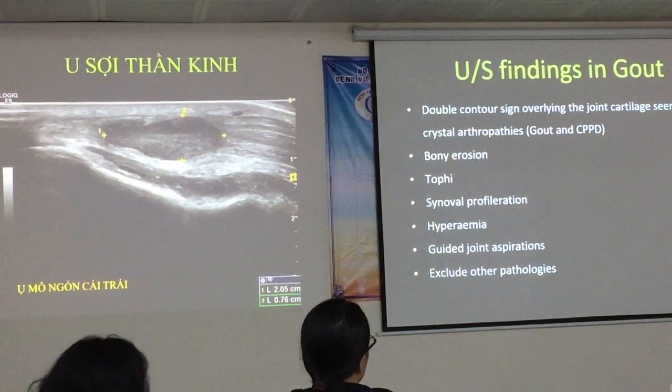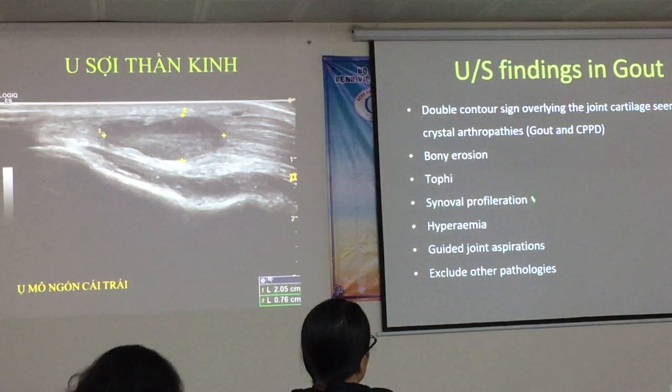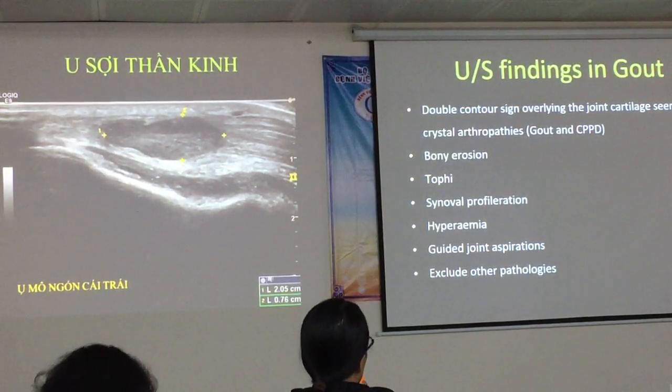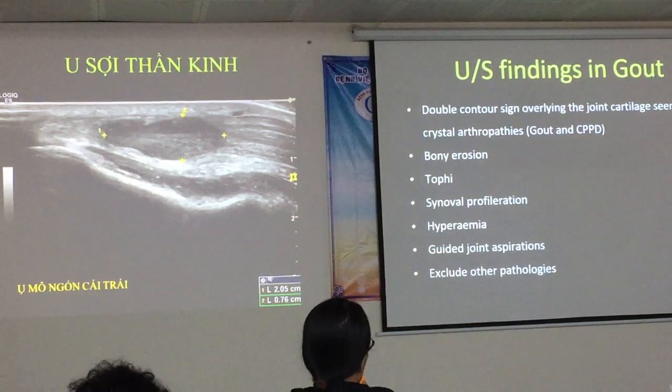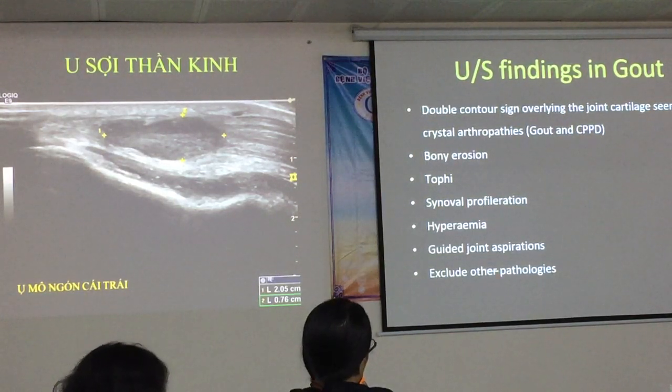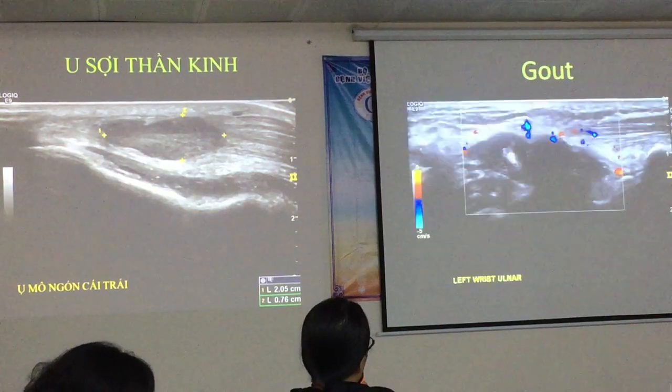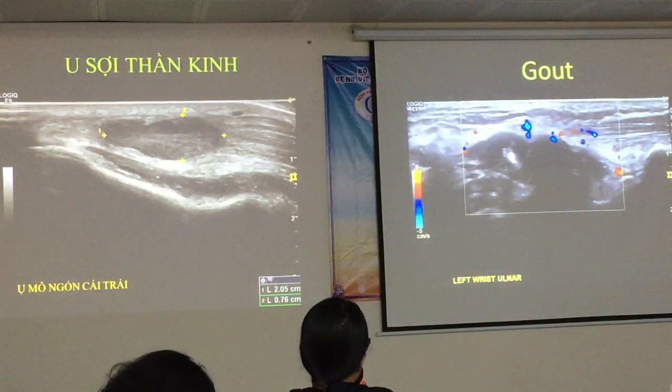So with the ultrasound, we're able to look for synovial proliferation or thickening, and also hyperemia. And we can use it for ultrasound guided joint aspirations. But also equally important is we can just exclude that there's no other pathology going on.